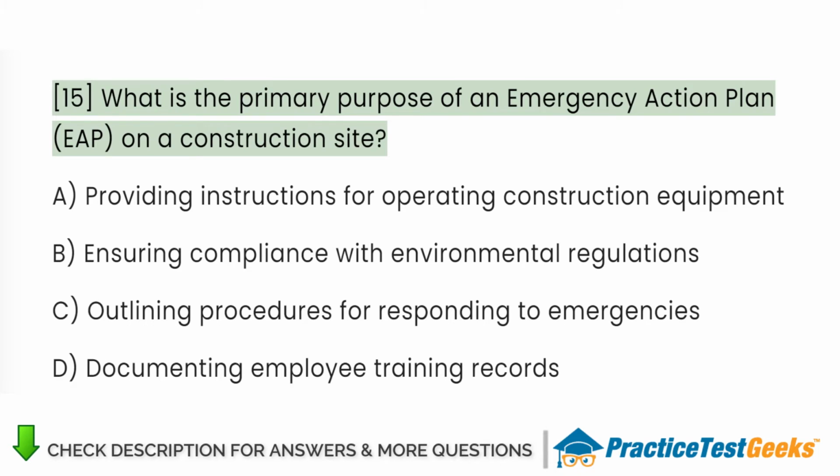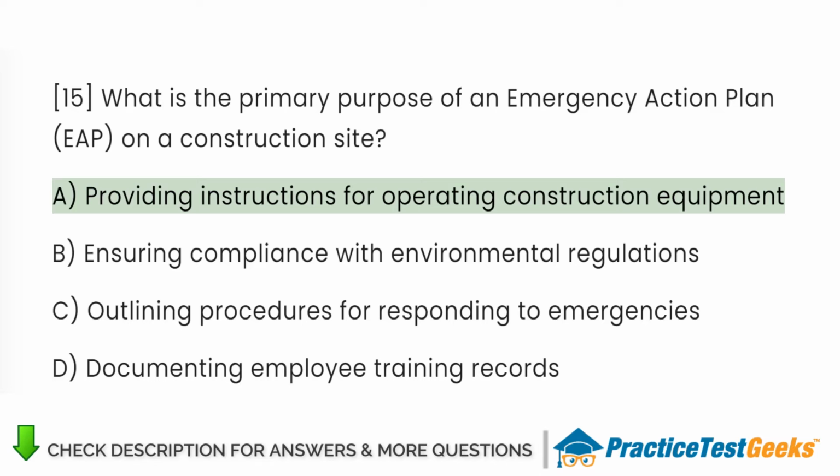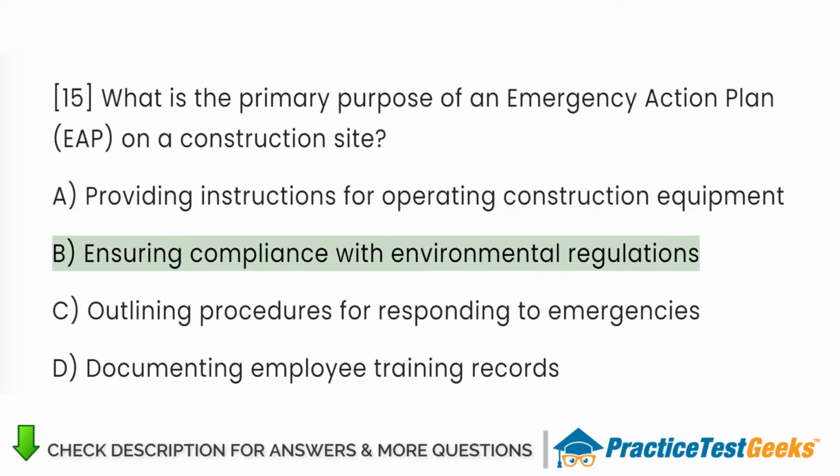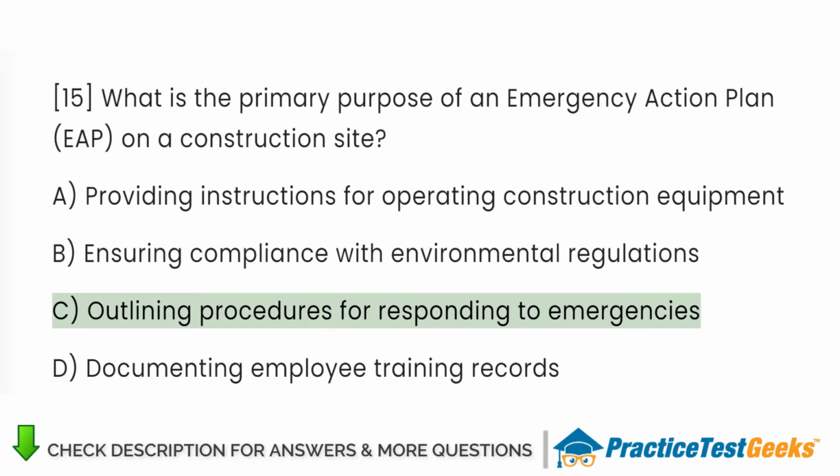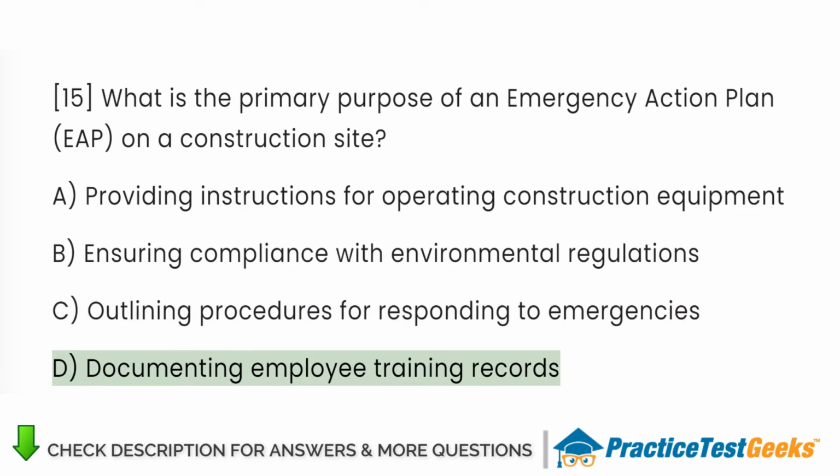What is the primary purpose of an emergency action plan, EAP, on a construction site? A. Providing instructions for operating construction equipment. B. Ensuring compliance with environmental regulations. C. Outlining procedures for responding to emergencies. D. Documenting employee training records.